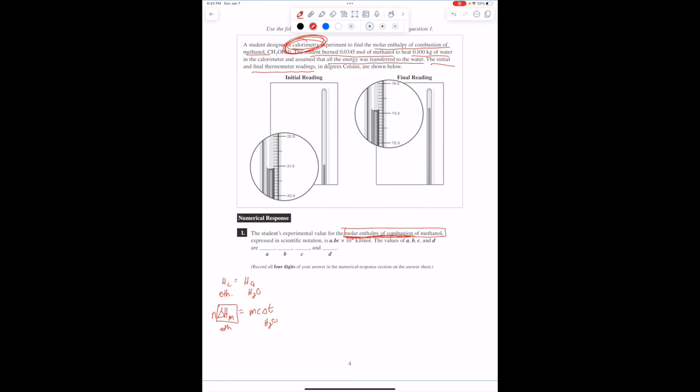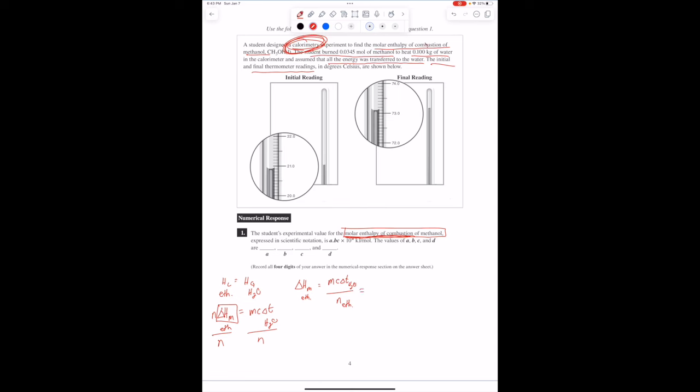Okay, I need to isolate delta Hm. I'm going to divide by n. Divide by n. Okay, so delta Hm for ethanol equals mc delta T for water divided by n of ethanol. All right. Okay, let's go.